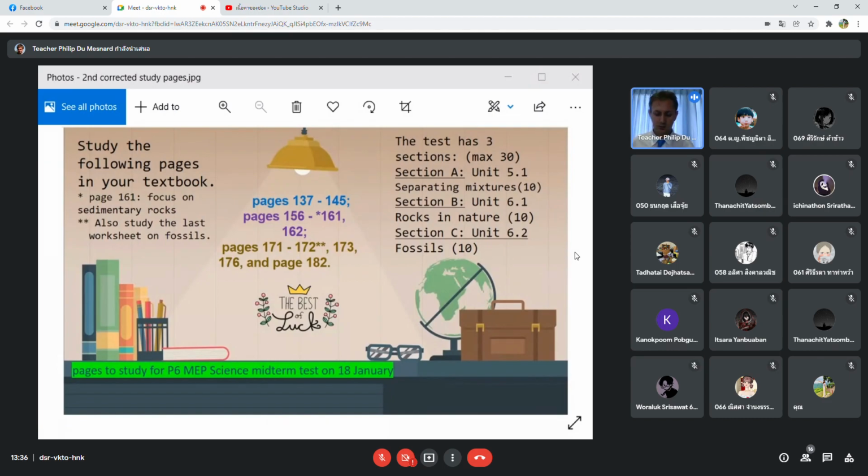Okay, so first I'm going to write the pages on my board. So let's see, we've got 137, 138, 139, 140, 141, 142, 143, 144, 145.